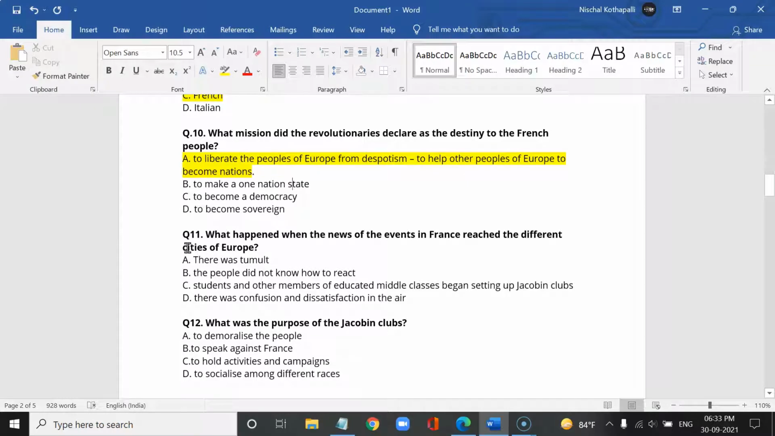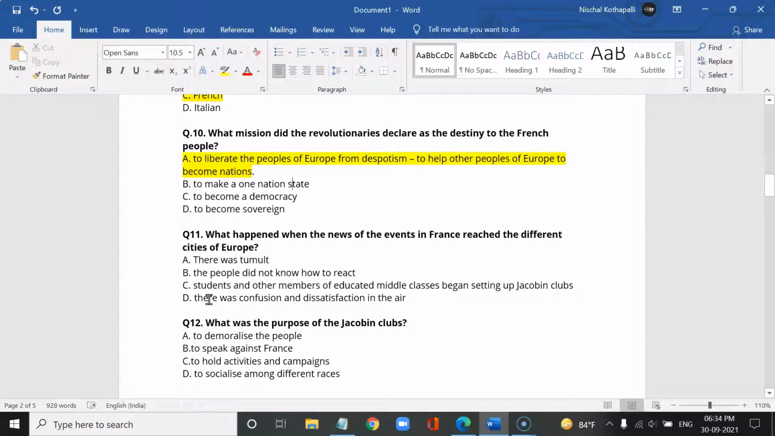Next question. What happened when the news of the events of France reached the different cities of Europe? There was tumult. The people didn't know how to react. Students and other members of educated middle classes began setting up Jacobin clubs, and there was confusion and dissatisfaction in the air. So this is one of those questions where even if you don't know the concept, you can use the logic and you can find the odd one out.